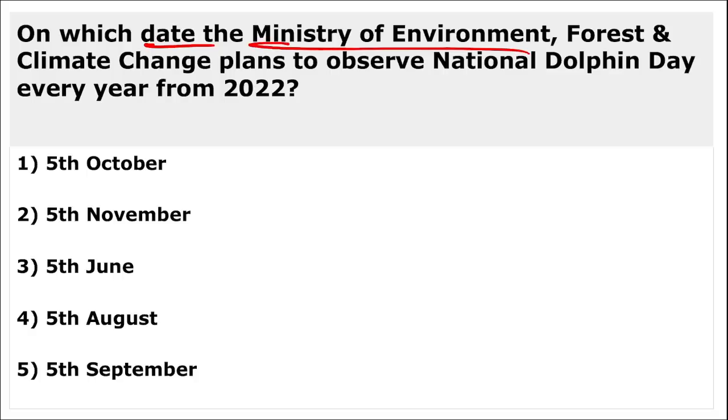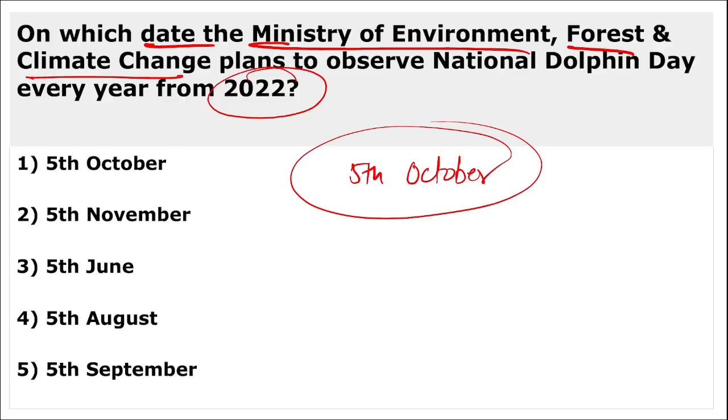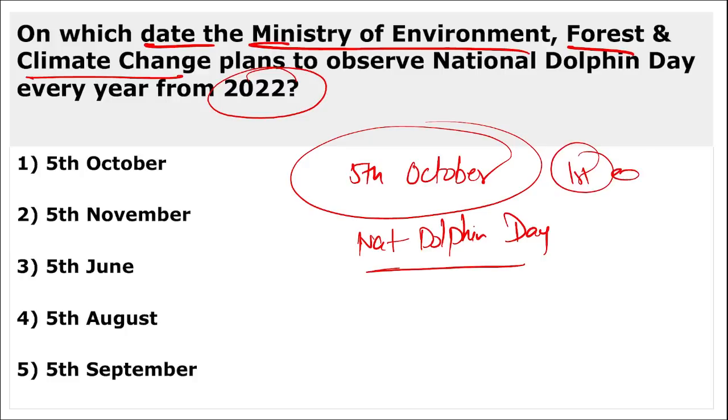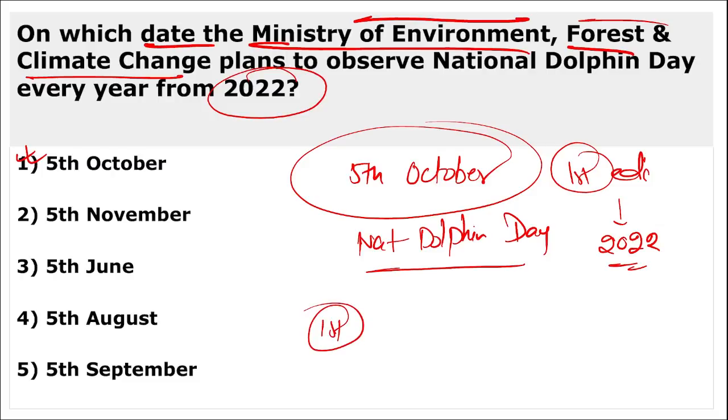Next, on which date does the Ministry of Environment, Forest and Climate Change plan to observe National Dolphin Day every year from the start of 2022? Important, from the start of 2022, that is this year, on 5th of October, we will be observing National Dolphin Day every year. The first edition is in the year 2022, and the responsible ministry is the Ministry of Environment, Forest and Climate Change. It is 5th of October every year. So the first edition of National Dolphin Day will be observed on 5th of October 2022.